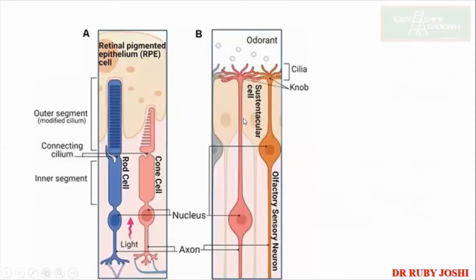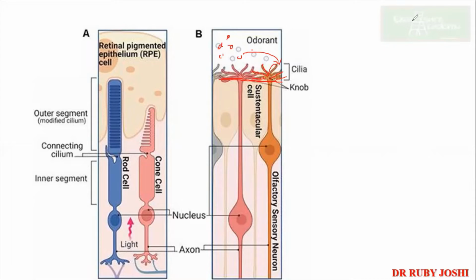Look over here. This is how your cilia will look. For example, in this figure, let's see figure B first. What do we see? We have the olfactory sensory neuron. Look over here. At the surface you have the cilia. Wherever your olfactory neurons are present, at the surface level you have the cilia. So when the odors come, they go and bind to the receptors on the cilia.